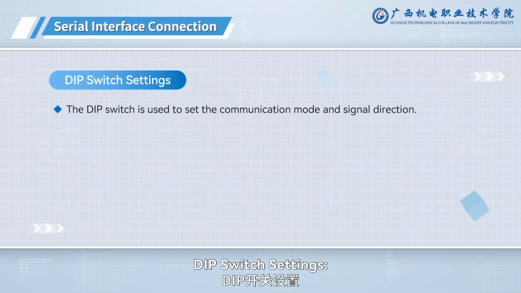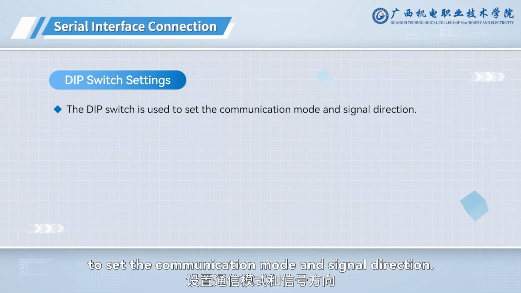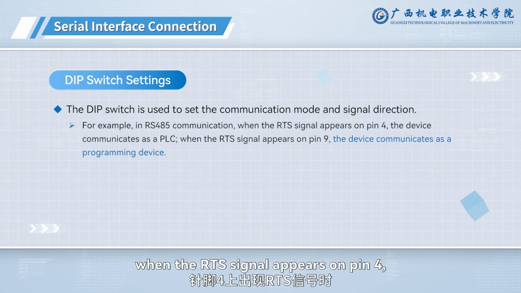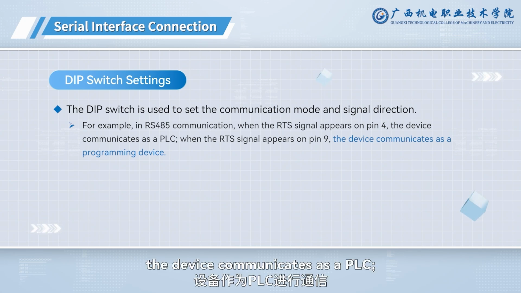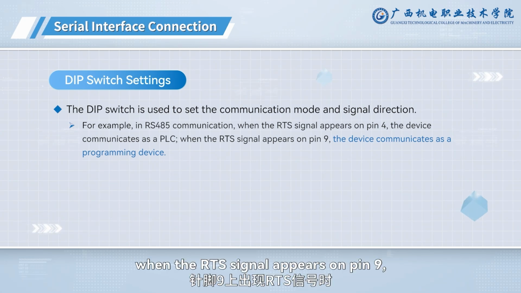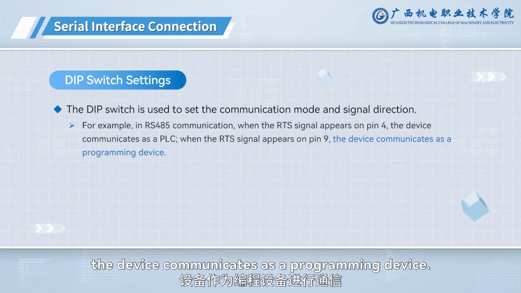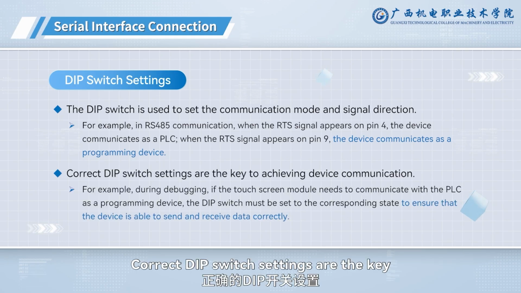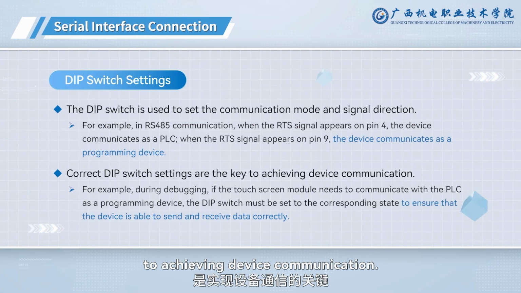DIP switch settings. The DIP switch is used to set the communication mode and signal direction. For example, in RS-485 communication, when the RTS signal appears on pin 4, the device communicates as a PLC. When the RTS signal appears on pin 9, the device communicates as a programming device. Correct DIP switch settings are the key to achieving device communication.